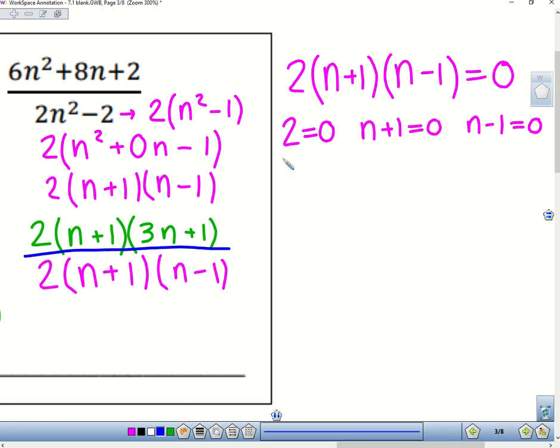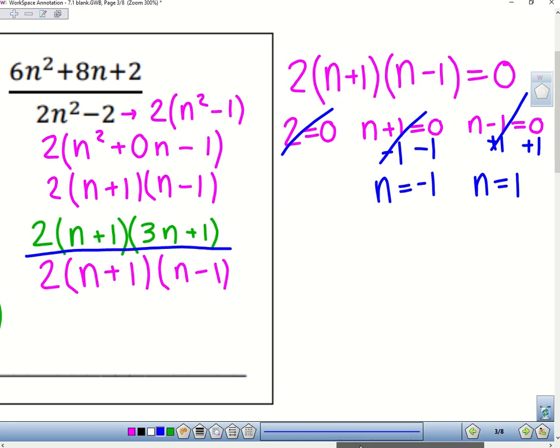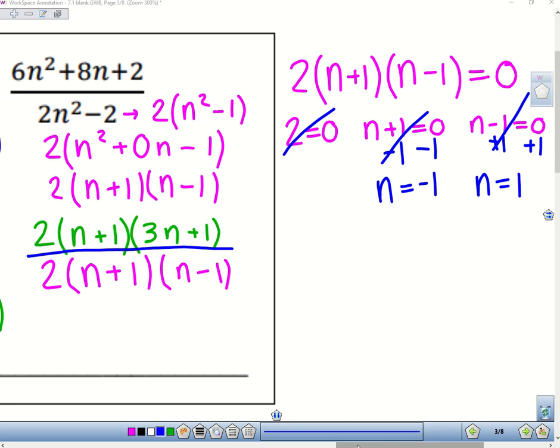What happens with the first one? Doesn't work. Reject it. The next one comes out to be, yep, you're right, negative 1 and positive 1. So those are our restrictions for our denominator. Those are values that your denominator, or your variable can't be because they make your denominator 0 at some stage. So the answer here would be, we can't have negative 1, we can't have positive 1.